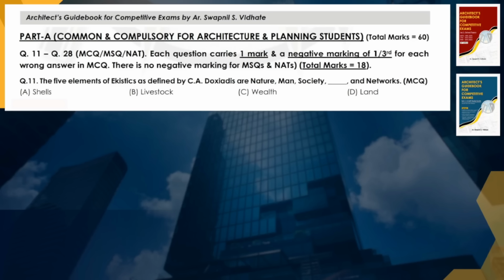Questions 11 to 28 are MCQ, multiple select, or numerical answer type questions. Each question from question 11 to 28 carries 1 mark. There will be negative marking of 1/3 for a wrong answer. However, there is no negative marking for multiple select questions and numerical answer type questions.